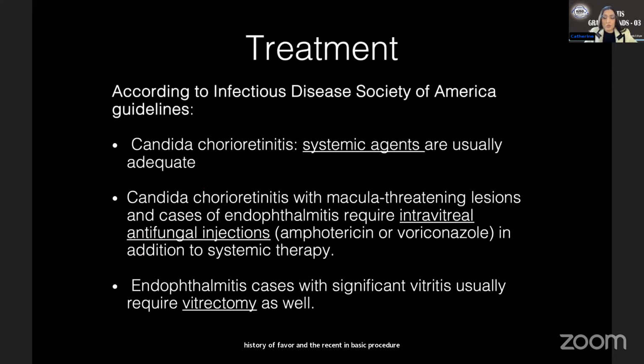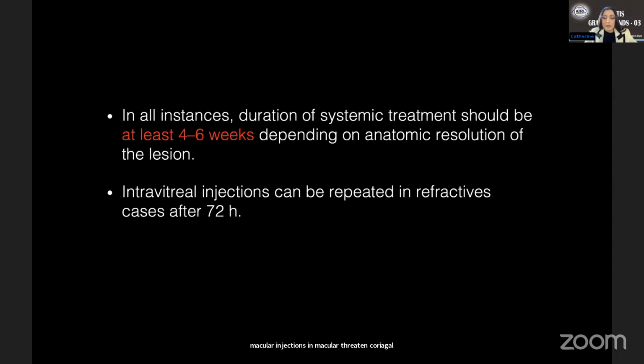According to the Infectious Diseases Society of America guidelines, endogenous fungal endophthalmitis treatment includes systemic agents alone in chorioretinitis, the addition of intravitreal antifungal injections in macula-threatening chorioretinitis lesions or endophthalmitis, and the addition of vitrectomy in endophthalmitis cases with significant vitritis. In all instances, the duration of the systemic treatment should be at least 4 to 6 weeks, depending on the anatomic resolution of the lesion. Intravitreal injections can be repeated after 72 hours.